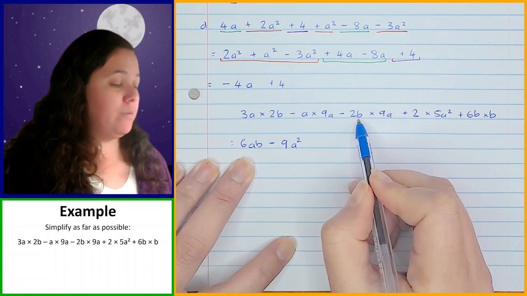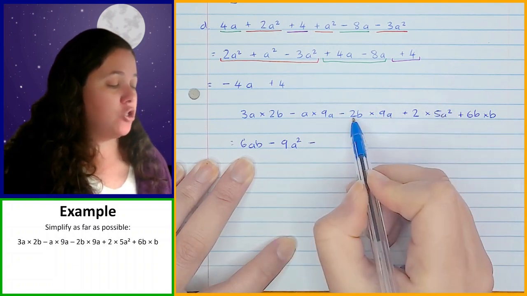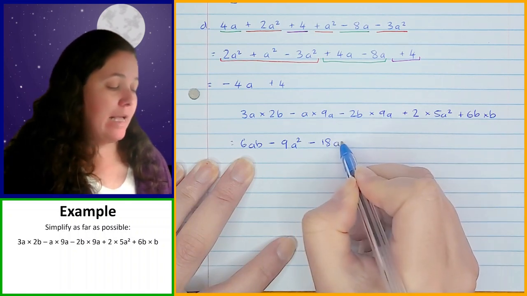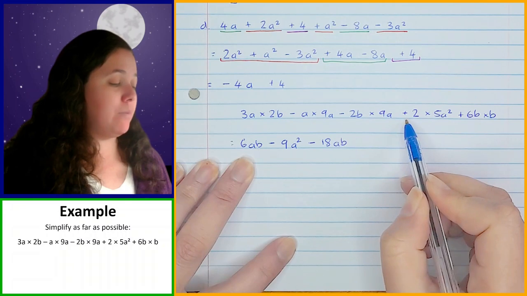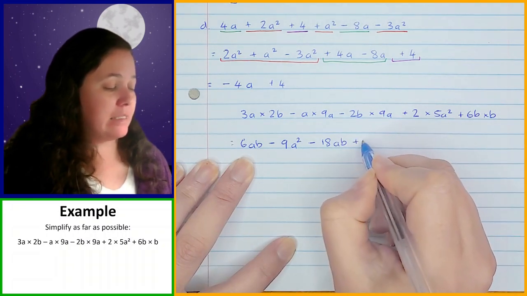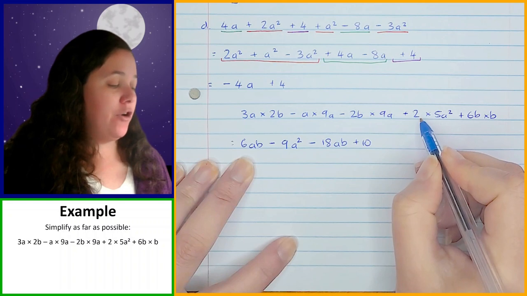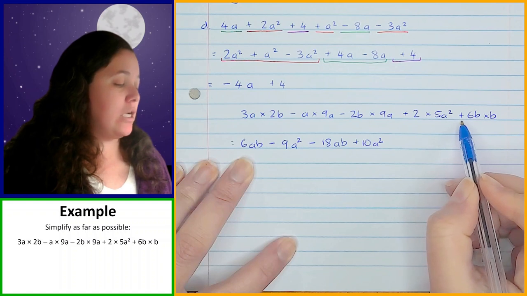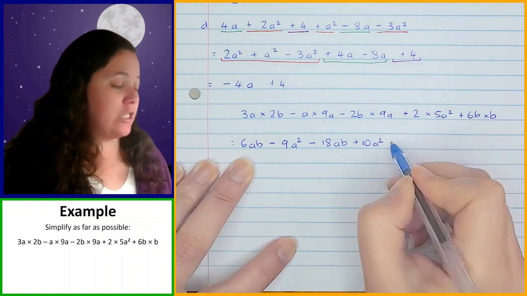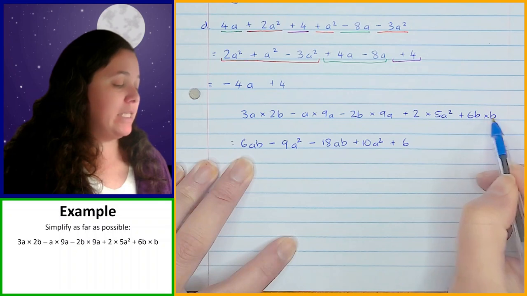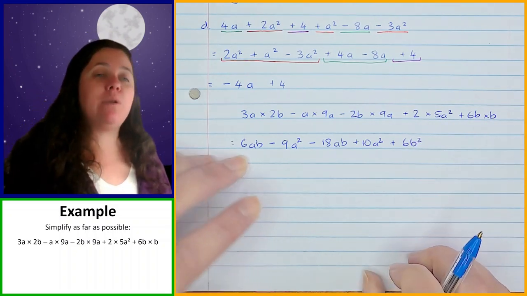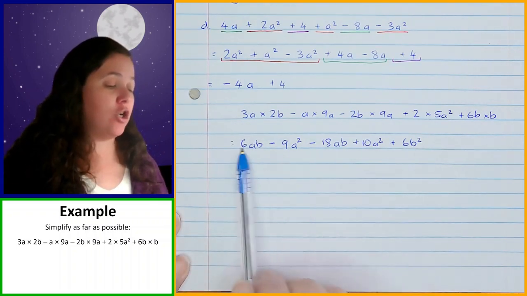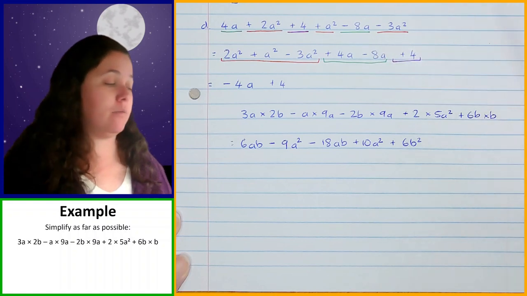Then I've got minus 2b times 9a. That's negative. 2 times 9 is 18, and then in alphabetical order, I've got a and then b. Next, I've got plus 2 times 5a squared, that's plus 10. There's no other variable here, just an a squared, so it's going to be 10a squared. And then the last one, I've got 6b times b. So it's going to be plus 6, and then b times b is b squared. So we start off by simplifying each term by doing the multiplication in that term. And then we're going to use what we were just doing in the examples before.